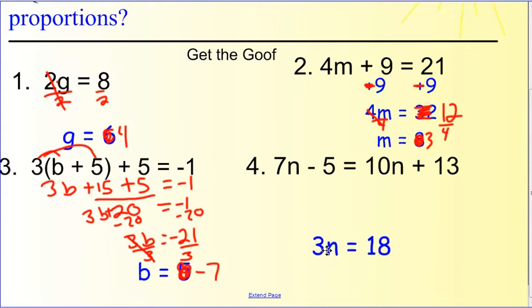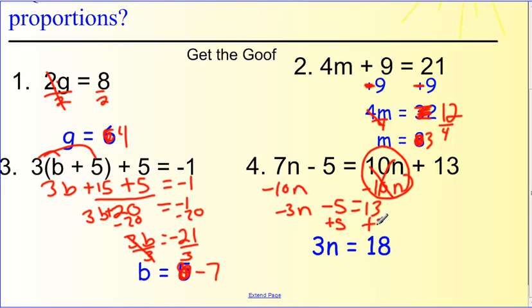All right, number 4. There's no parentheses. I cannot combine anything on either side. I do have variables on both sides, so I get rid of this one. Subtract 10n, because this is positive, so I subtract it away. Now it's 0. I get a negative 3n minus 5 equals 13. Okay? Get rid of the add and subtract, so I add 5 here, add 5 there.